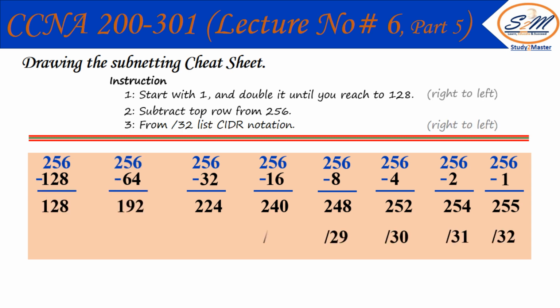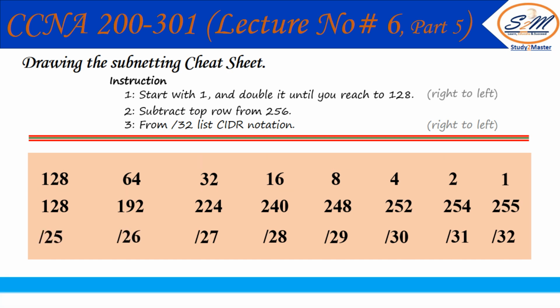From /32 lays the CIDR notation. Again, the rule is from right to left.